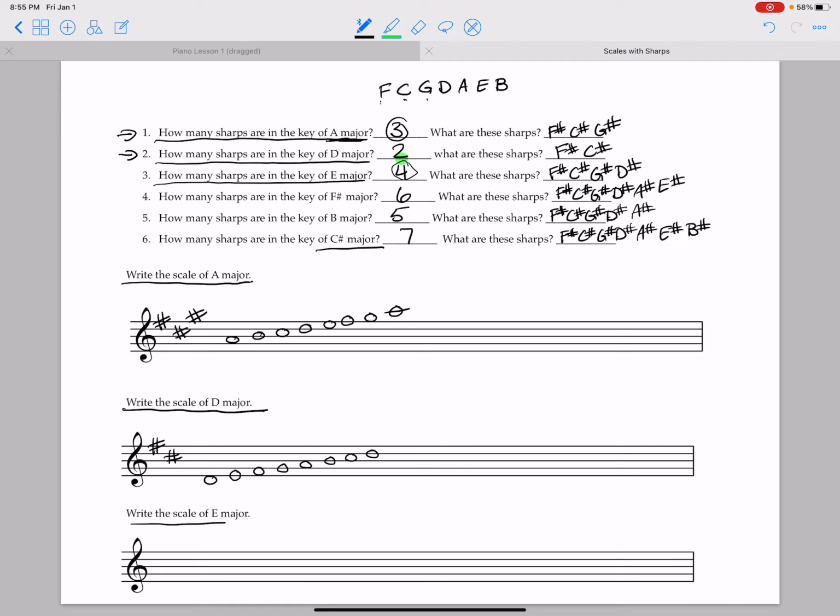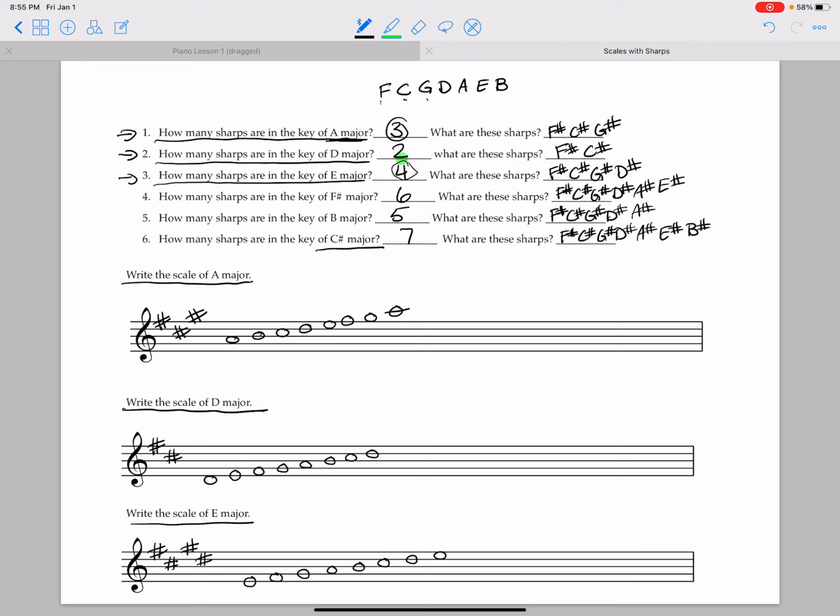Okay, now we're on E major, which is the same as our third question up here. So we already know that there are 4 sharps, and we know that they're F sharp, C sharp, G sharp, and D sharp. So we write in our sharps, F, C, G, D. And because we are doing E major, we start on an E, and we work our way up. E, F, G, A, B, C, D, E.